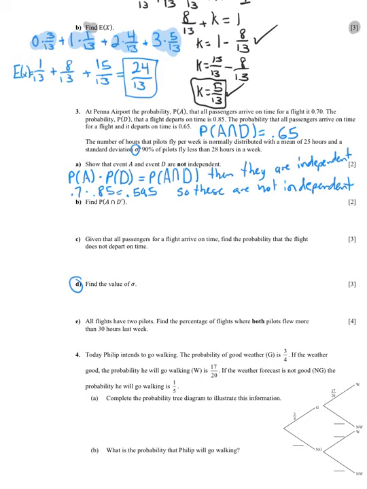Part B, find the probability of A and not D. So let's start with the probability of D, which is 0.85. So the probability of not D is 1 minus 0.85, or 0.15. That's the first thing you want to recognize, and something as simple as that is going to get you 1 point.